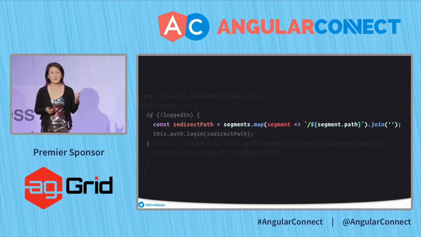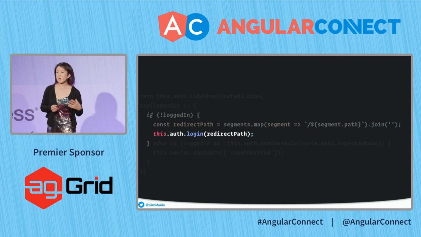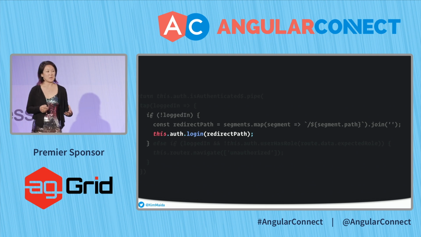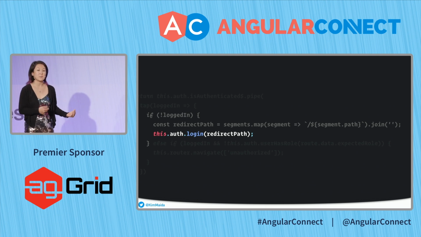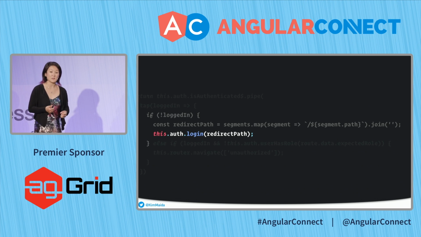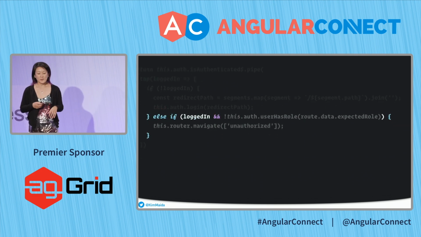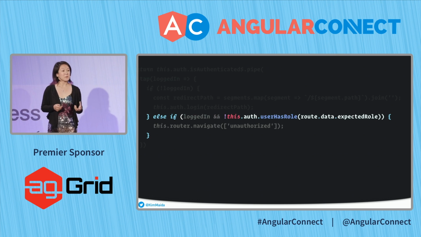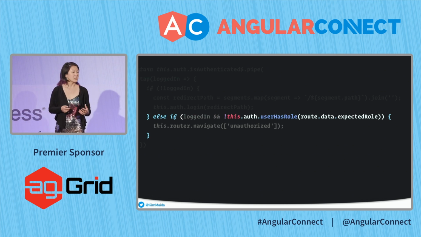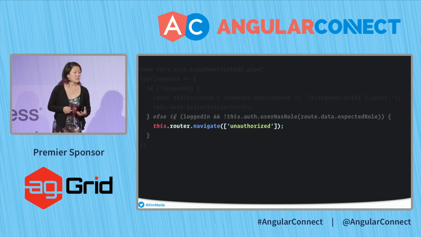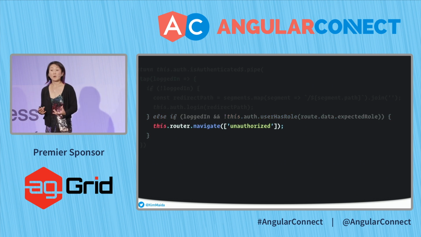So once I have access to that, I can maybe call a method for logging in, and maybe that method has a way to redirect the user back to a path that I pass in after they're successfully authenticated, so that they don't have to navigate back through the app and find their way back here on their own. Now, if the user is logged in, but maybe they don't have the role that I expected, maybe they're just a user and not an admin, then I could do something like redirect them to an unauthorized page.